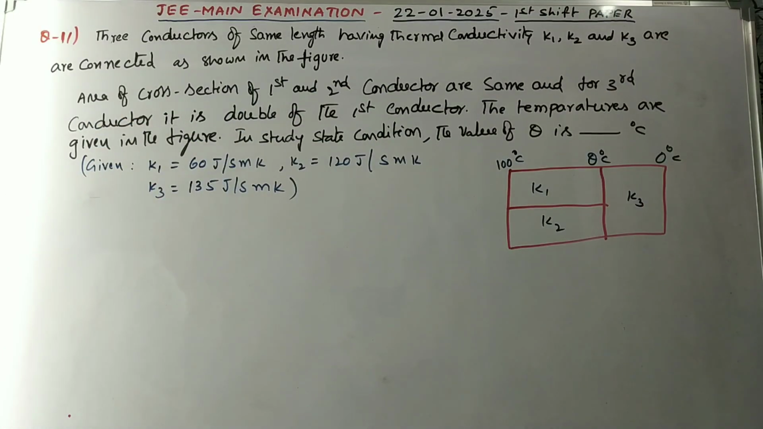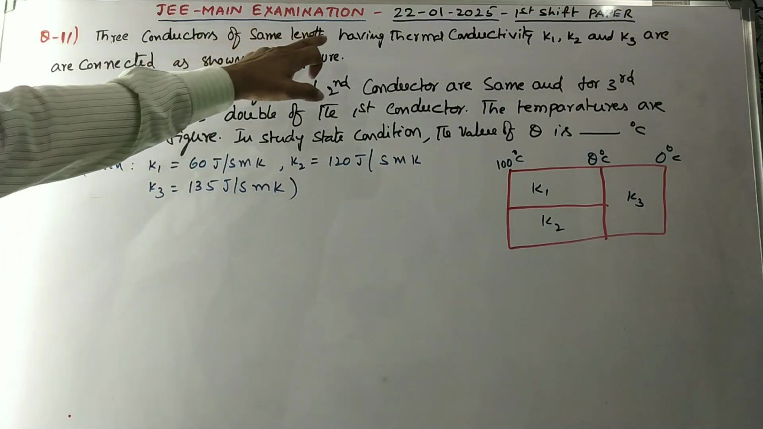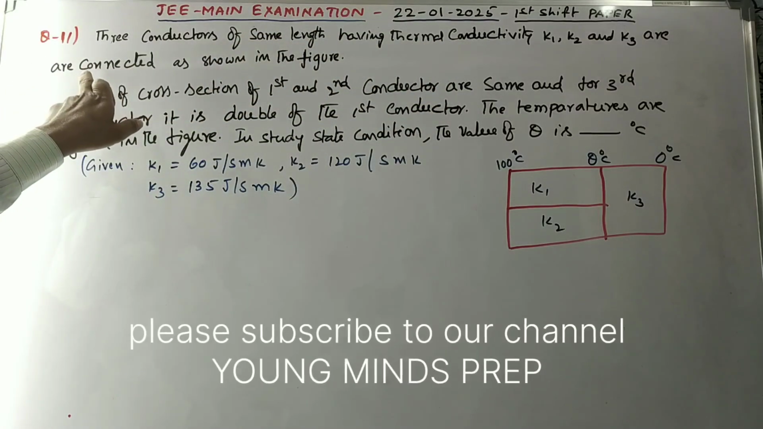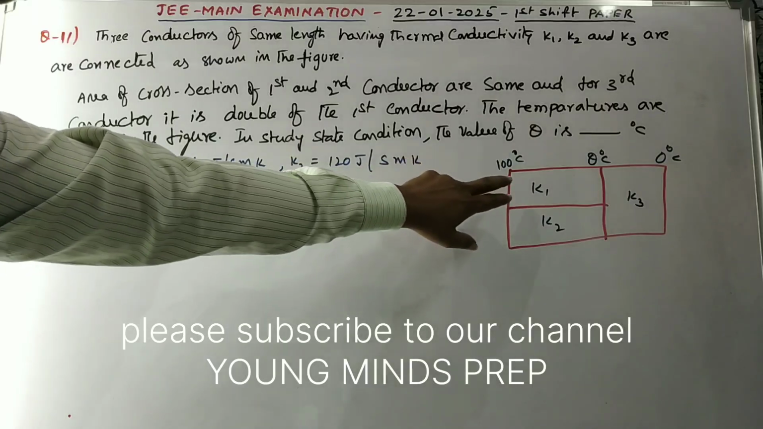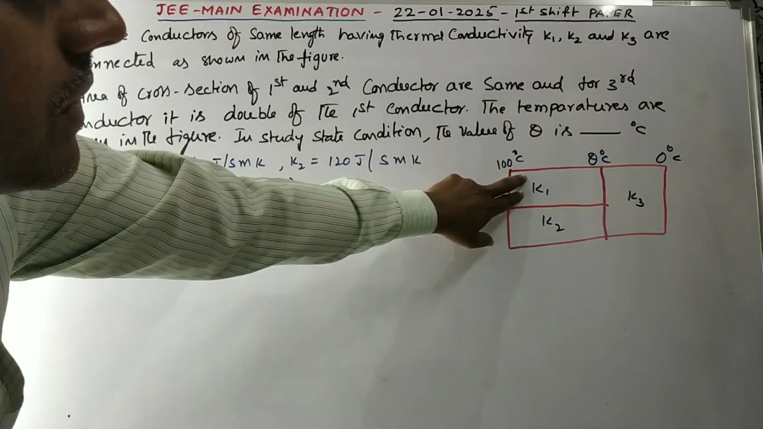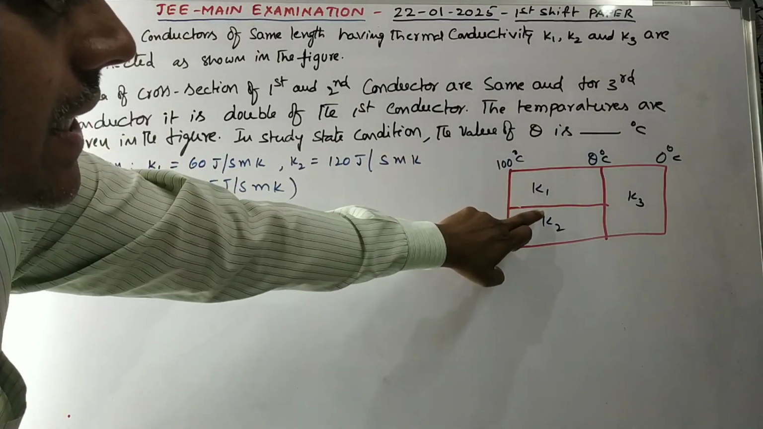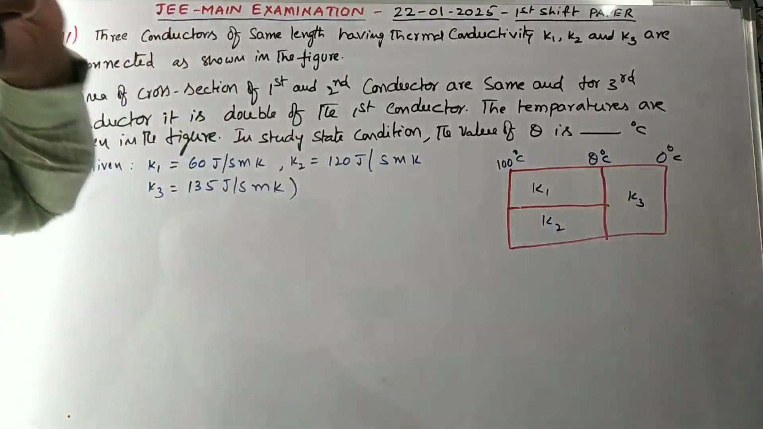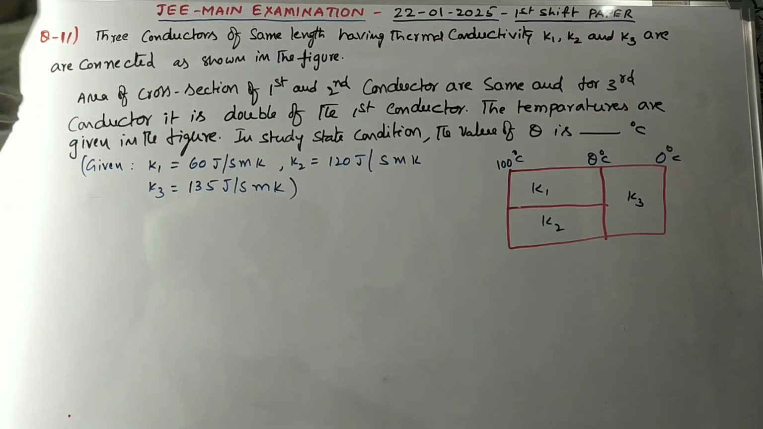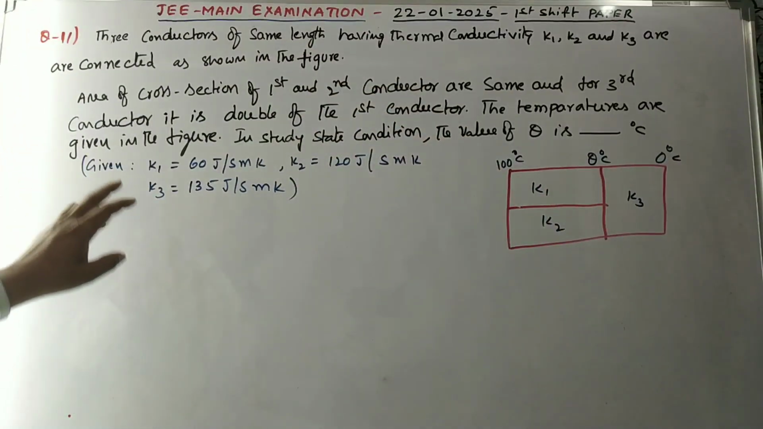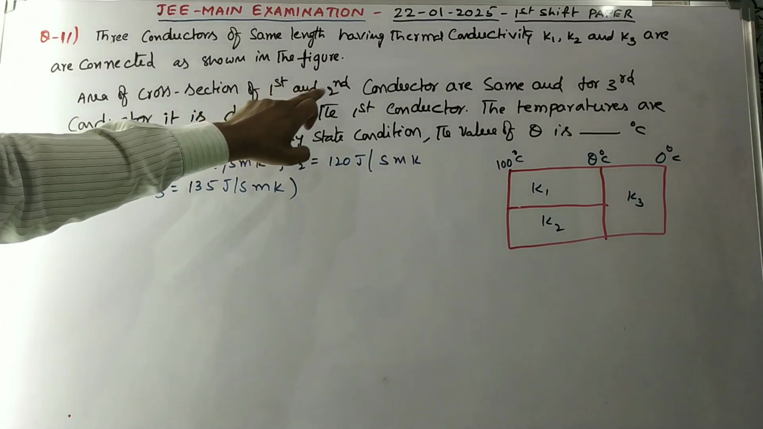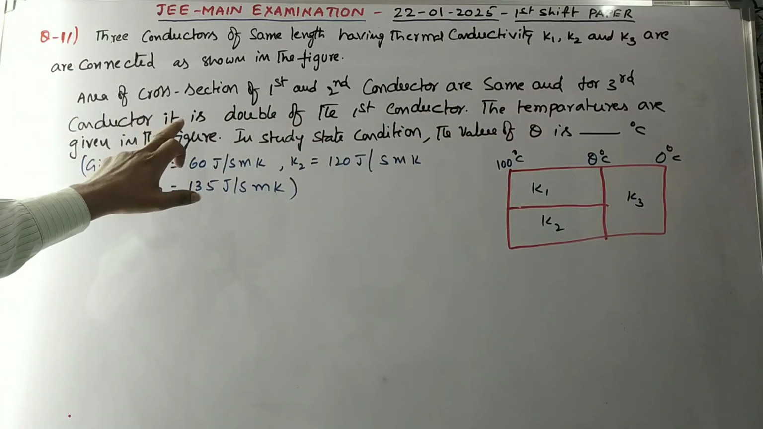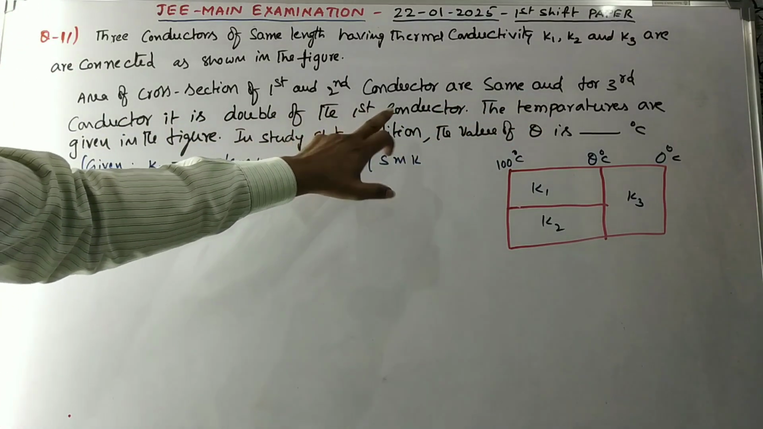The 11th question: three conductors of the same length, having thermal conductivity K1, K2 and K3, are connected as shown in the figure. This is the first conductor of thermal conductivity K1, this is the second conductor of thermal conductivity K2, and this is the third conductor of thermal conductivity K3. The area of cross section of the first and second conductors is the same, and for the third conductor it is double that of the first conductor.